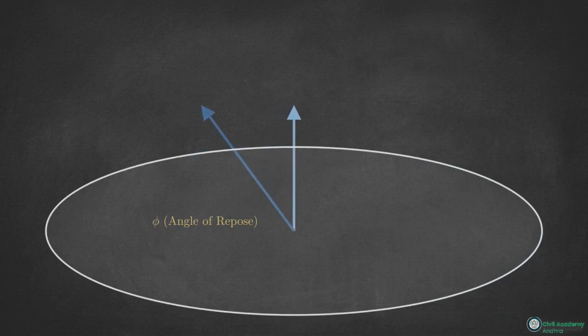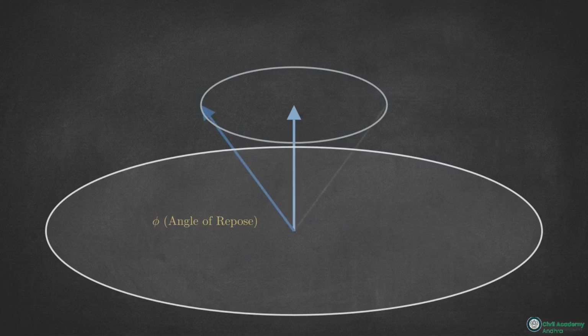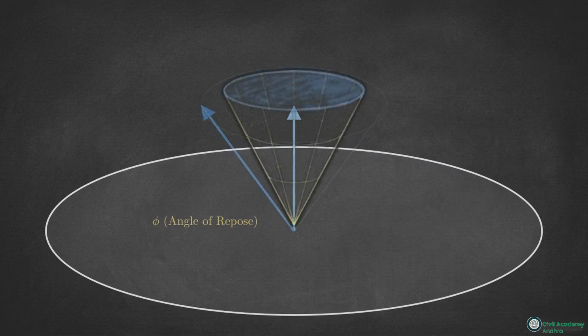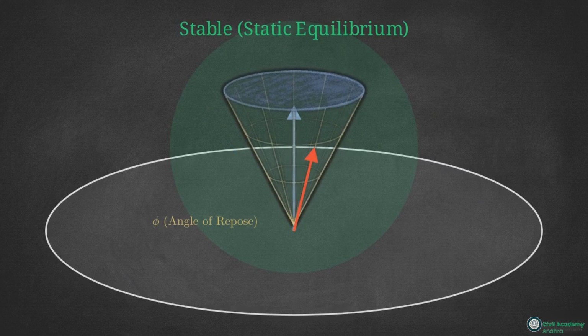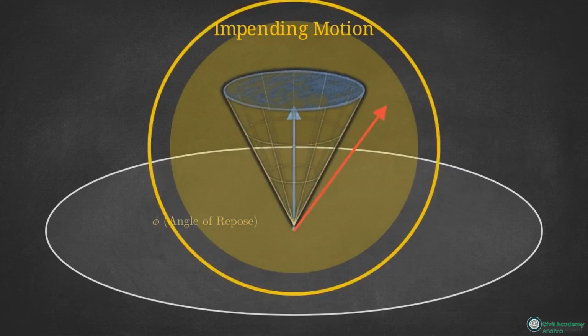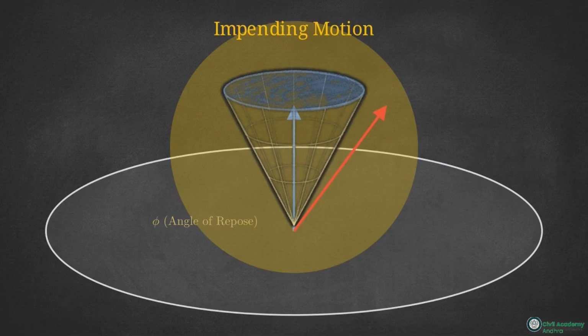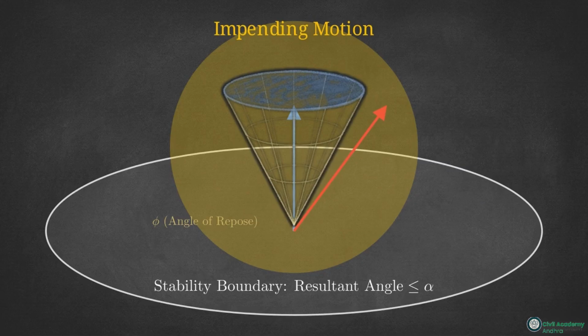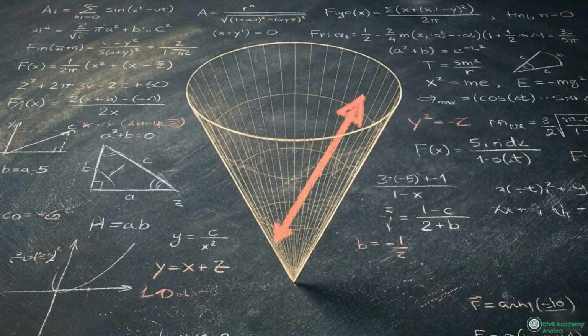We can take this two-dimensional resultant vector and translate it into a 3D spatial boundary by sweeping it a full 360 degrees around the normal axis. This generates an inverted right circular cone. The geometry of this cone dictates the stability of the system. If the resultant force vector remains inside the volume of the cone, the system is perfectly stable. If the resultant force pushes outward and touches the exact boundary of the cone, the system enters a state of impending motion. The cone of friction shifts the engineering problem.